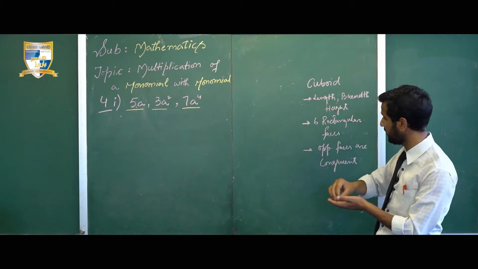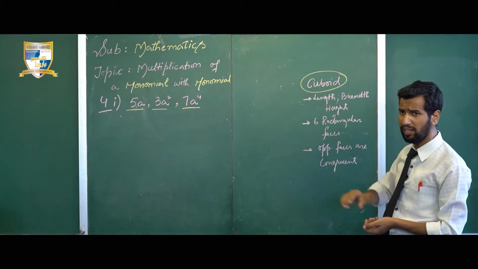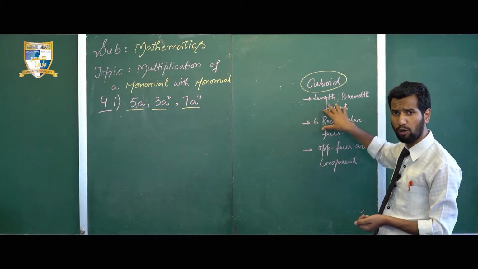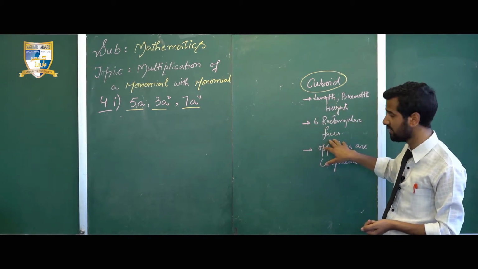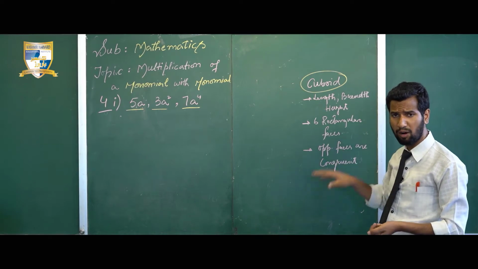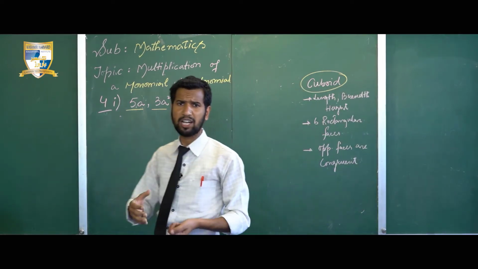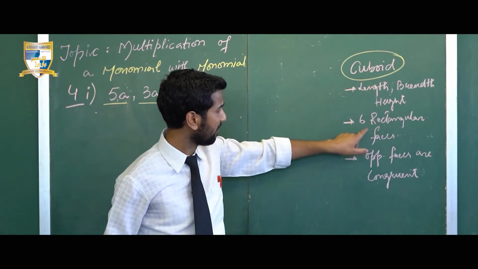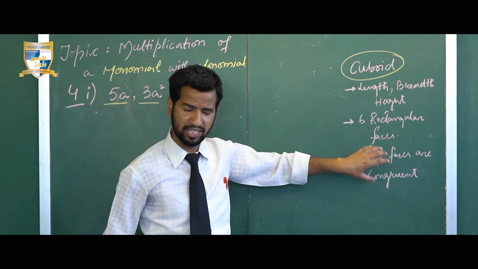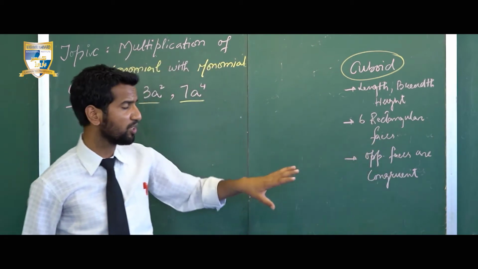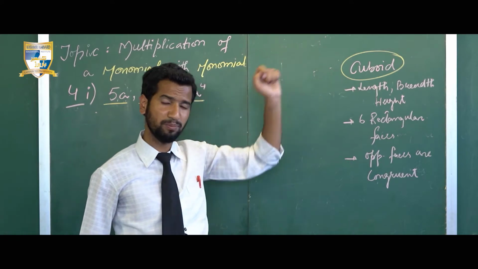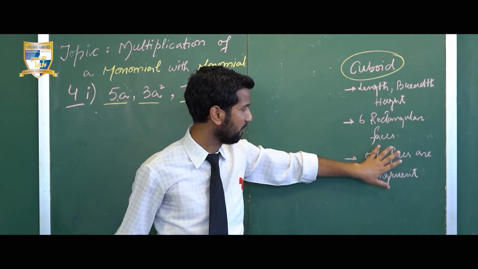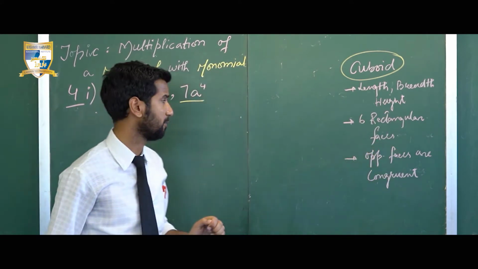So what is a cuboid? A cuboid is a three-dimensional object, meaning it has length, breadth and height, which has 6 rectangular faces and its opposite faces are congruent, like a shoebox, a brick, a book. These all are cuboids because they have 3 dimensions, 6 rectangular faces and their opposite faces are congruent. Inshallah, we are going to study cuboids in detail when it comes to mensuration.